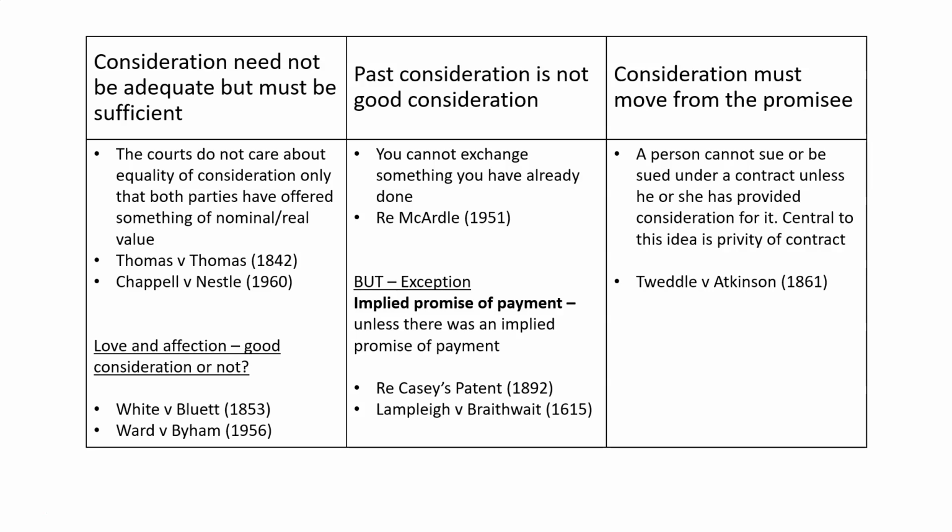Similarly, in Lampleigh v Braithwaite, he went and got a pardon for a guy to not be executed. He brought it back. The guy said, oh, thank you very much, I'll give you some money for that, and then didn't. So again, it's past tense. He'd already done the pardon. He should have said, I'll go and get the pardon if you pay me this, but he didn't do that. He went and got the pardon, and then afterwards there was the agreement to be paid. So be really careful you get the timeline right here.